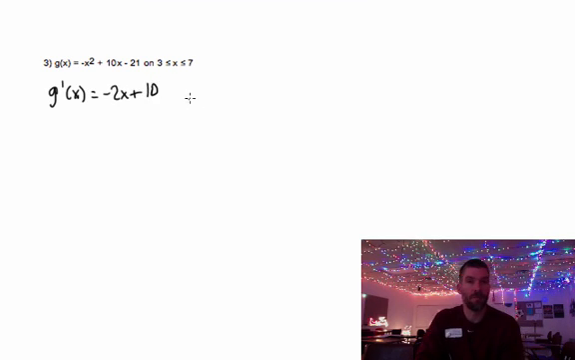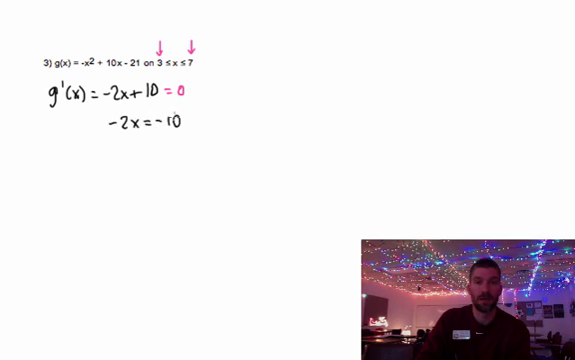Okay? And to find extreme values, we're going to do two things. One, we're going to set the derivative equal to 0 and solve for x. And then we're also going to check our endpoints. These endpoints are included. We're going to check our endpoints as well to find out if we get any max or min values. To go ahead and solve this for x, we're going to have -2x equals -10. So x equals 5.